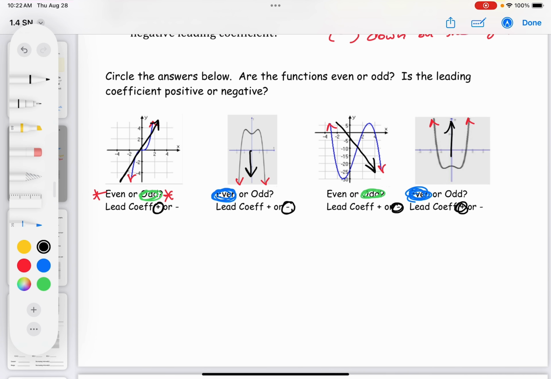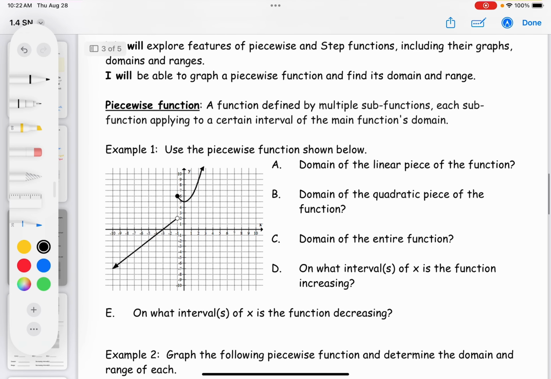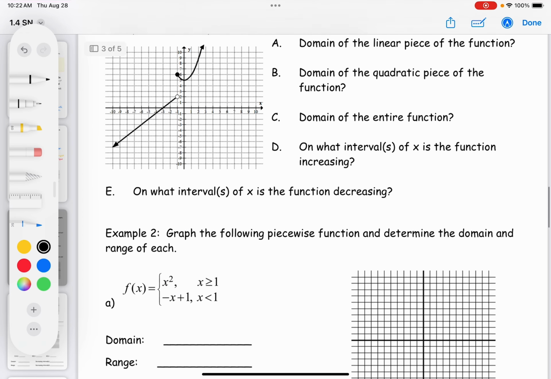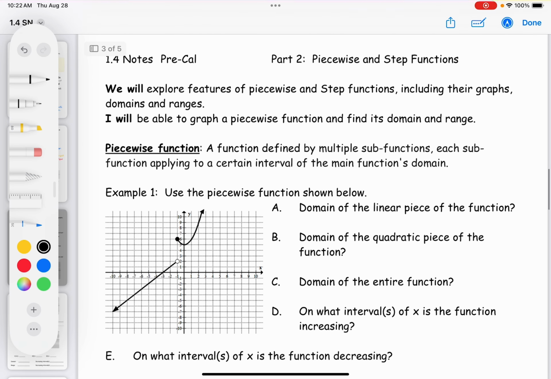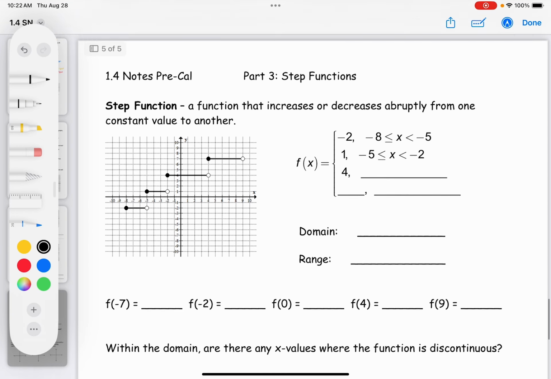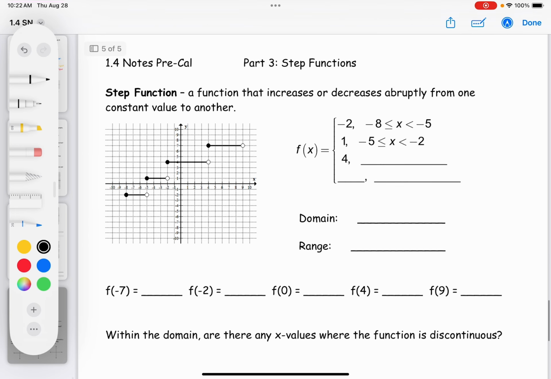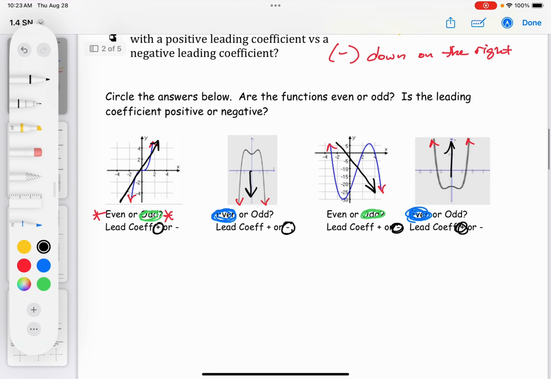That is all for part 1. Also look out for part 2 and part 3, and I hope those are helpful for you going forward. Just to give you a preview real quick, part 2 will cover piecewise and step functions, and part 3 will cover step functions specifically. Make sure you look for those next. They also will be posted.